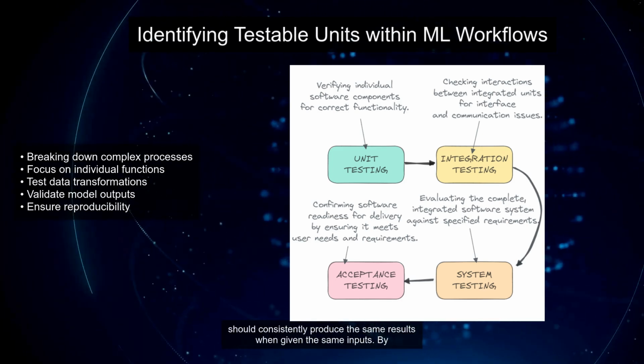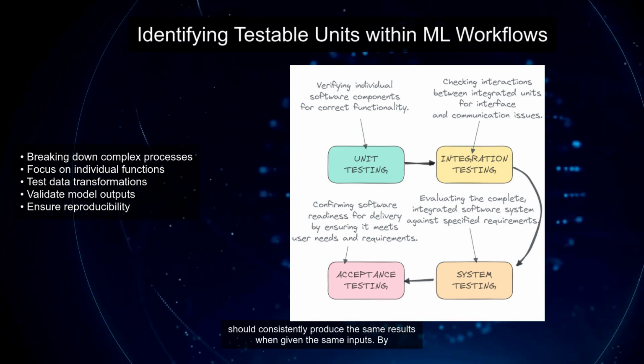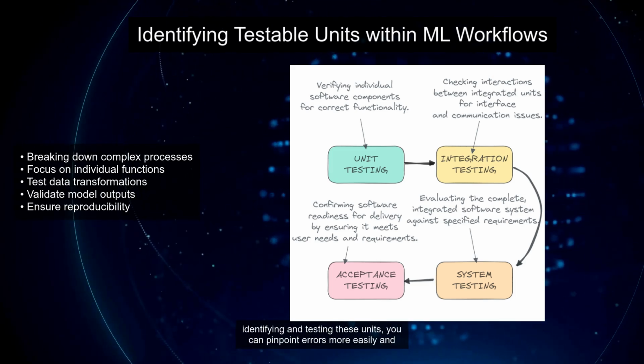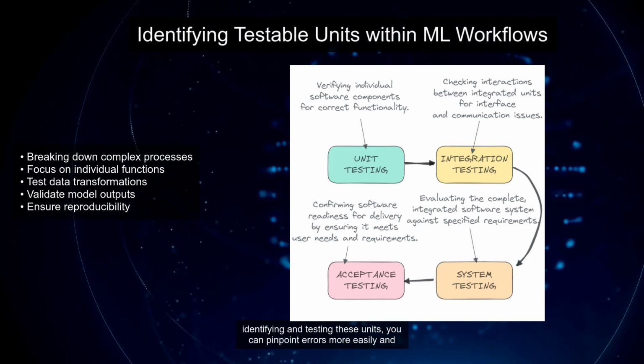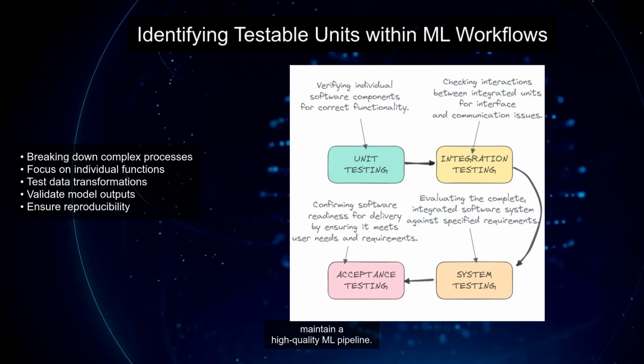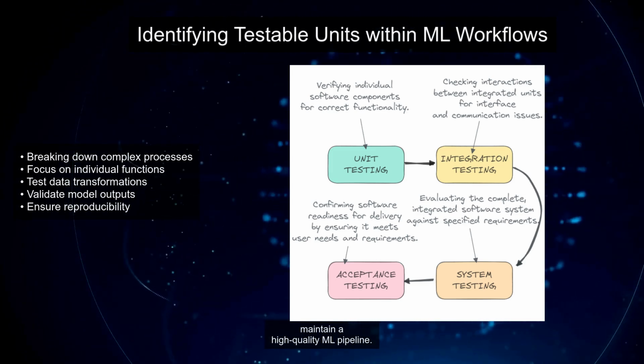Ensuring reproducibility is a key aspect of unit testing in ML. Tests should consistently produce the same results when given the same inputs. By identifying and testing these units, you can pinpoint errors more easily and maintain a high-quality ML pipeline.